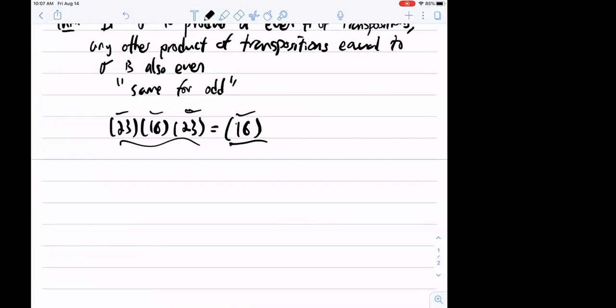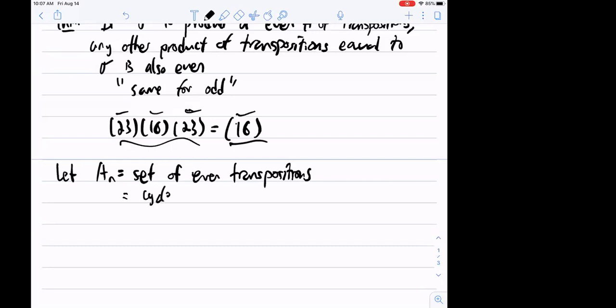So let An be the set of even permutations. You could think of it as the set of even transpositions. In other words, you could think of it as the set of cycles that are even.